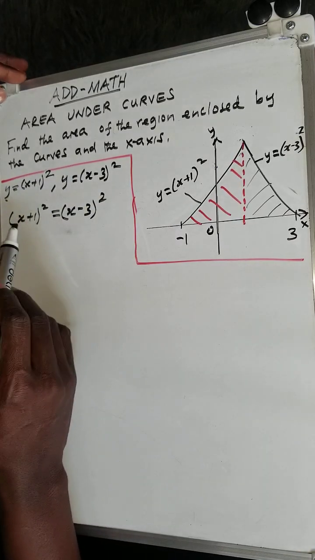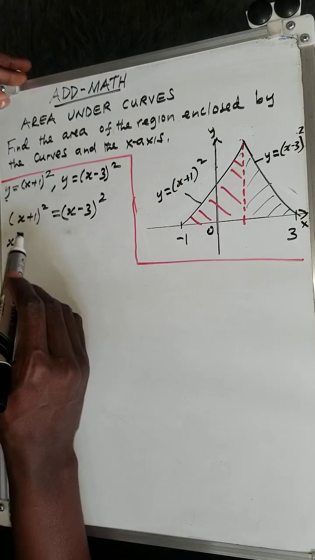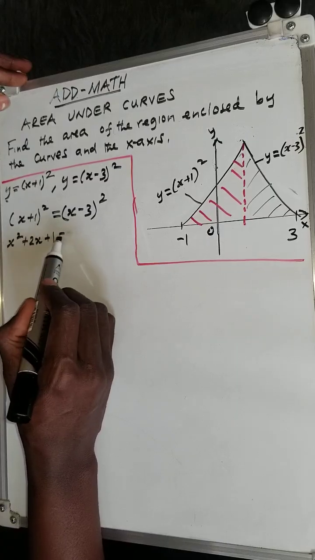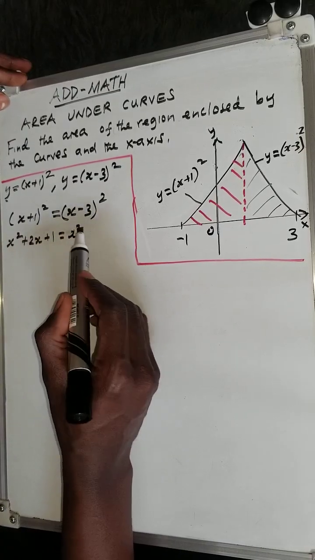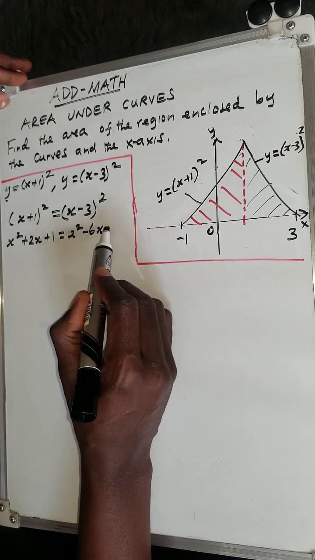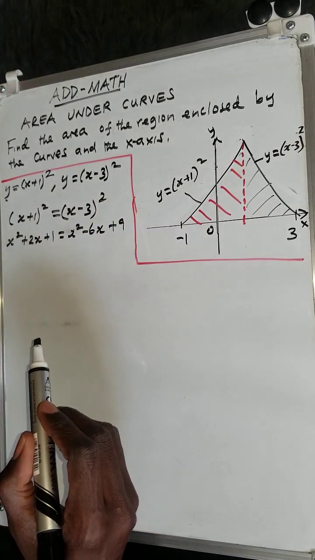Now a person might be tempted right away to just cancel the 2. No, you expand that. Remember, if you expand that, it will give you x squared. This times that will give you plus 2x. This squared will give you plus 1, is equal to this squared, which will be x squared. 2 times negative 3 times x will give us negative 6x. Negative 3 squared will give us a positive 9.